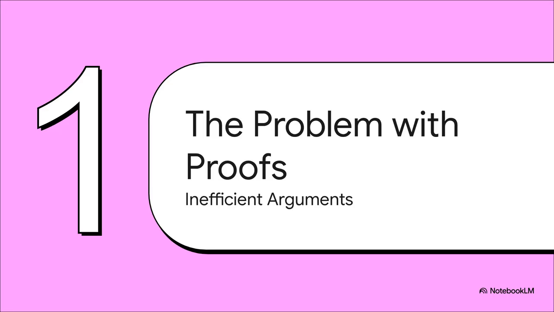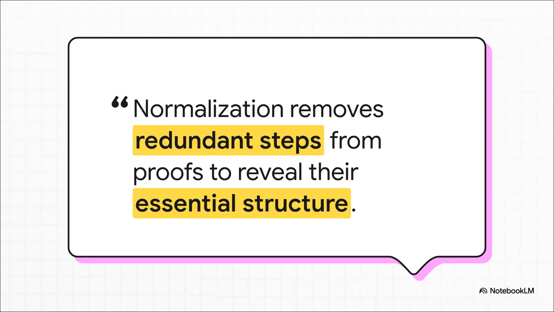Okay, so let's start with the problem itself. Because in the world of logic, not all proofs are created equal, not by a long shot. Think of it like this. You've got someone telling a story. A really good storyteller, they get right to the point. But a bad one, they go off on all these tangents, they repeat themselves. Well, a logical proof can do the exact same thing. And these redundant steps, these logical tangents, they can completely hide the actual point of the argument.